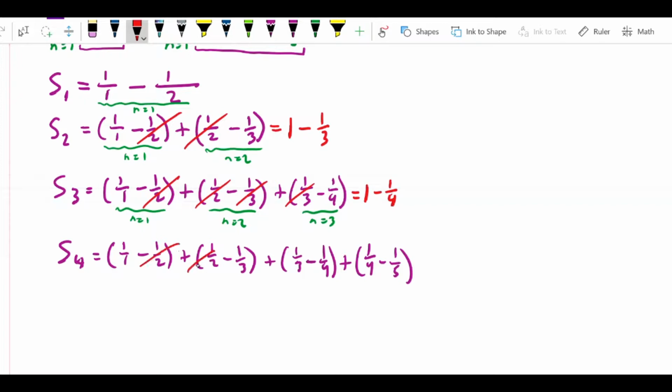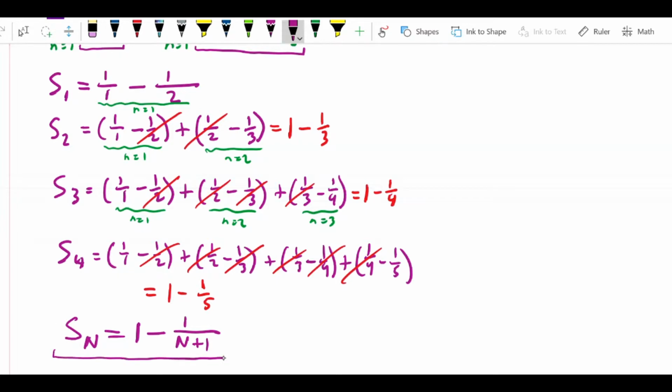And for S4, you can see the same thing. I cancel the positive and negative 1 half, positive and negative 1 third, positive and negative 1 fourth, and what I'm left with is 1 minus 1 fifth. So if S2 is equal to 1 minus 1 third, S3 is equal to 1 minus 1 fourth, and S4 is equal to 1 minus 1 fifth, hopefully you can see that for any Sn, because of all these cancellations in the middle, Sn is going to equal 1 minus 1 over n plus 1.